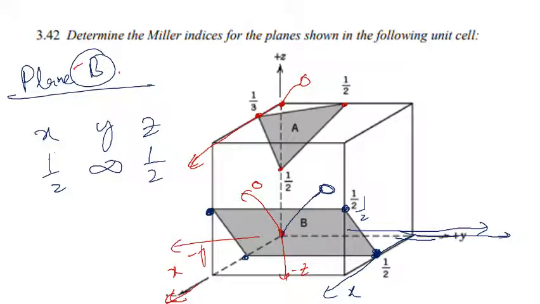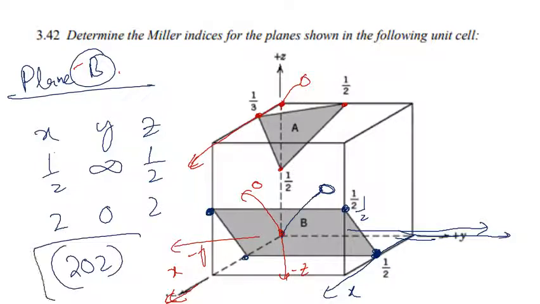The third step in the Miller index is that we take the reciprocal. So when we take the reciprocal of this, what should be our answer? Our answer will be 2, and 1 over infinity is 0, and 1 over 1 is 1, giving 2, 0, 1? As stated, the speaker gets 2, 0, 2. This is the Miller indices for this problem.